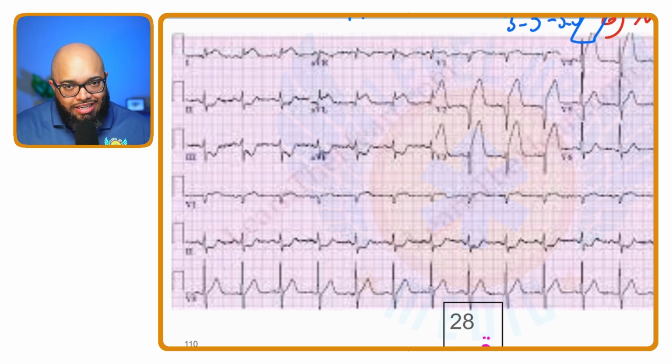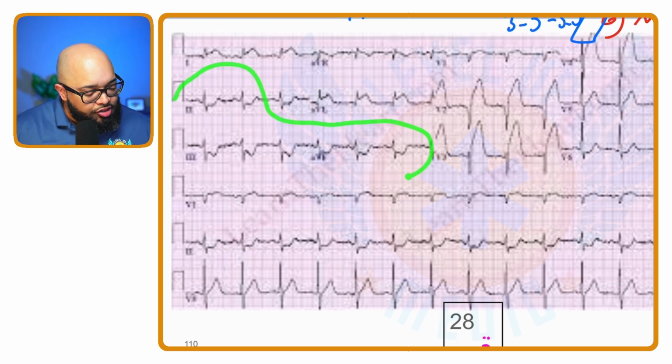I'm going to go ahead and tell you, just in the interest of time, there's no hypertrophy here, but now let's look for infarction. This patient is probably complaining of chest pain. I personally like to start with leads 2, 3, AVF. I want to recognize that one right away.